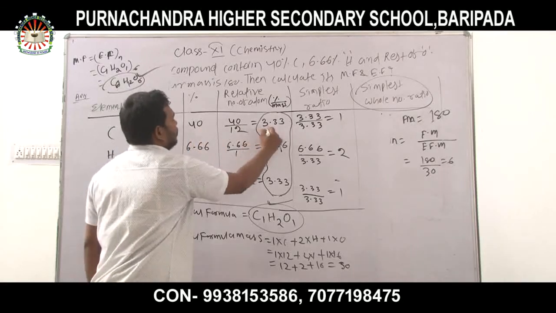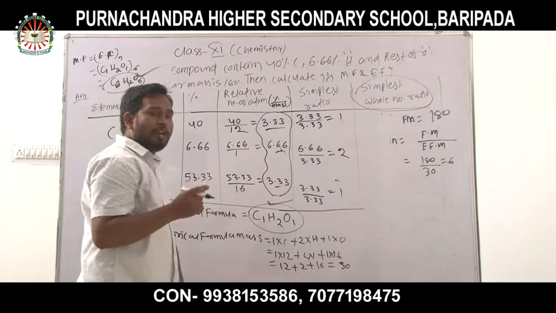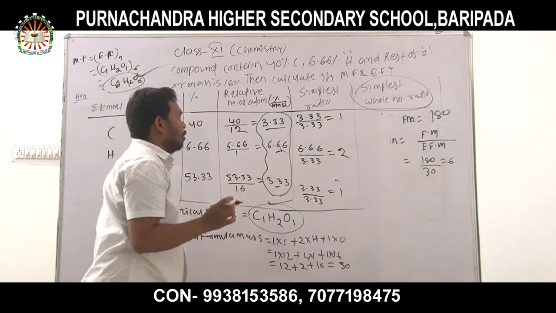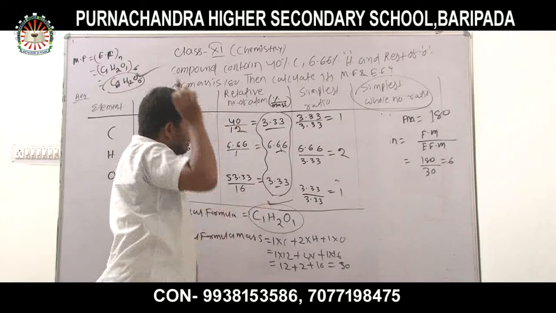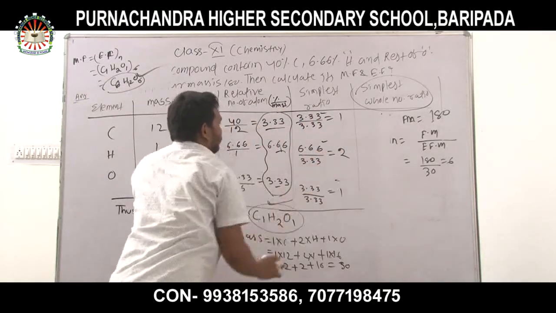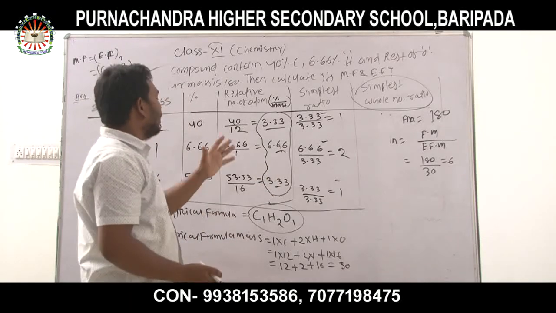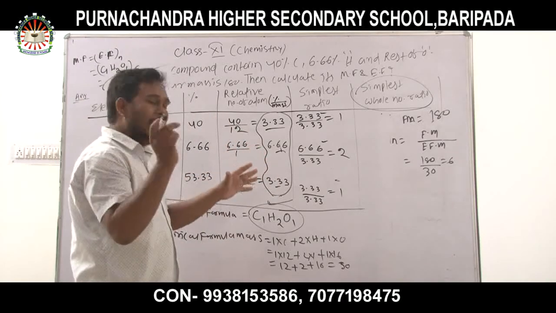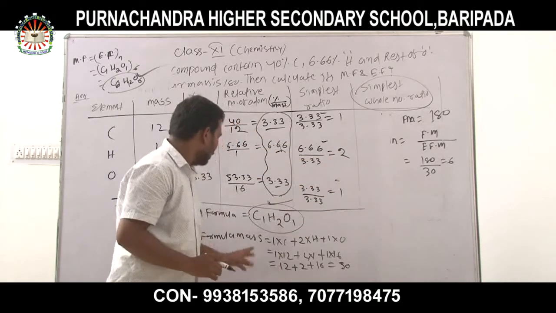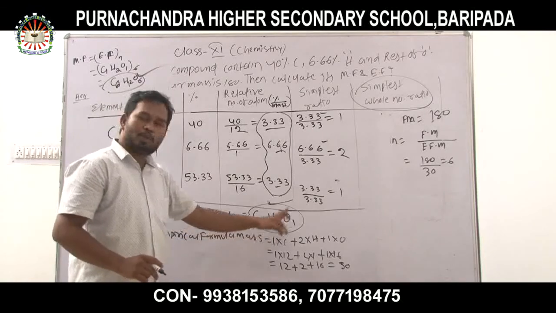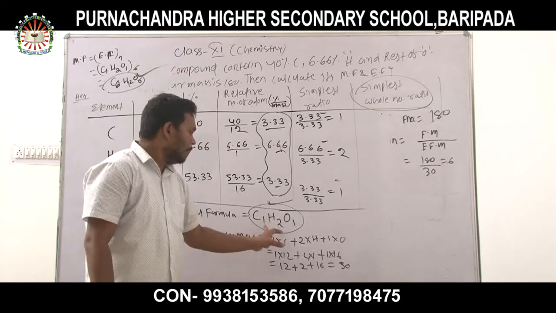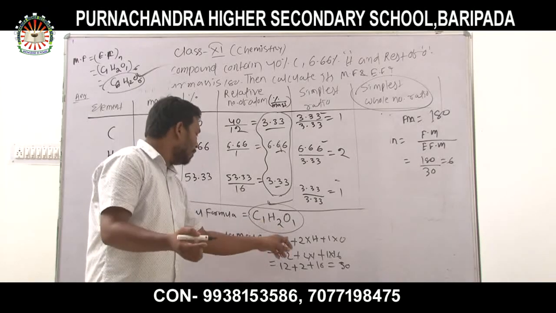Then the relative number of atoms is calculated, and the simplest ratio. The relative number of atoms is divided by the smallest number in the table. Here 3.33 is the smallest number, and all the relative numbers of atoms are divided by it, giving the ratio 1 to 2 to 1. This gives the empirical formula: carbon is 1, hydrogen is 2, and oxygen is 1. Thus, its empirical formula is C1H2O1. Then we calculate its empirical formula mass, which is 30.